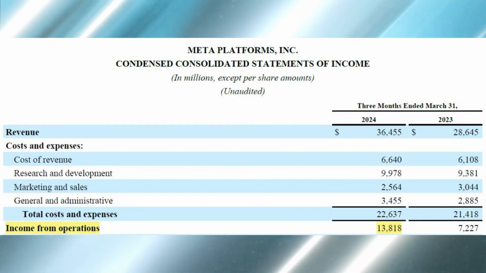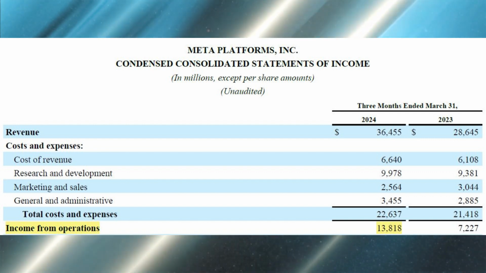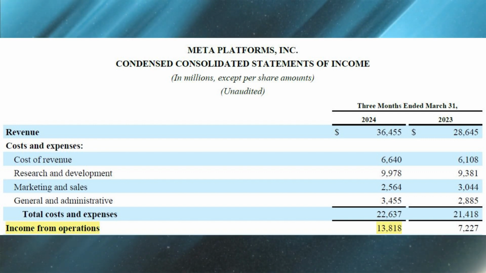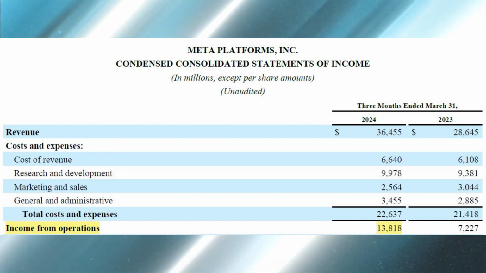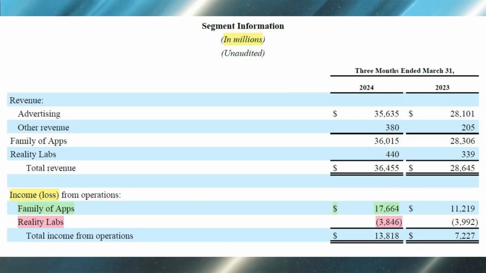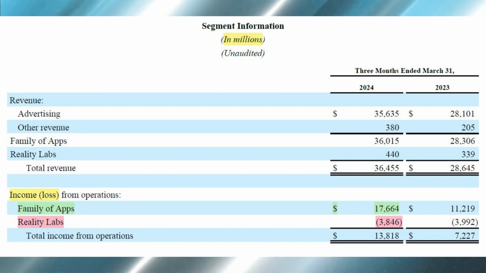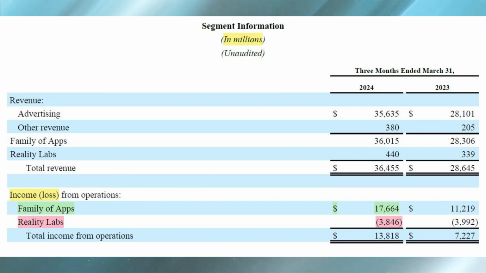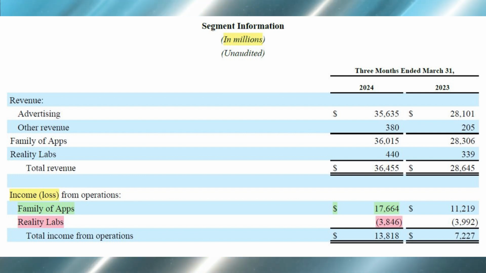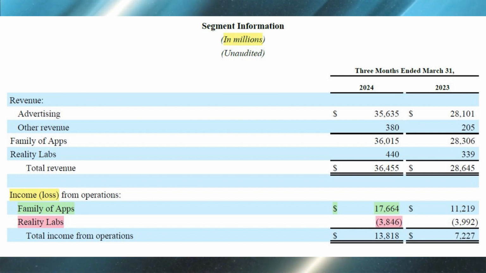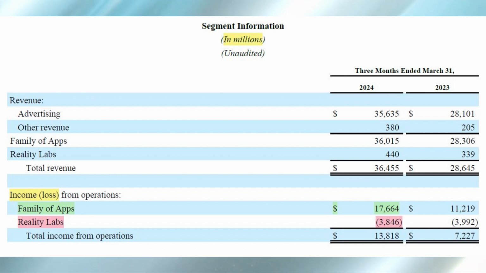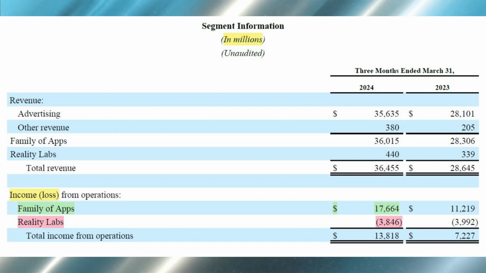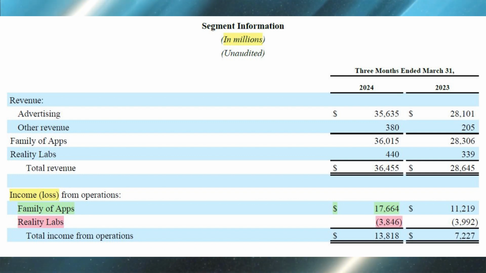So Meta is profitable, but do both Meta's divisions, Family of Apps and Reality Labs, equally contribute to this profitability? Here we find the profit split by division, and we notice that while the Family of Apps is generating profit, the Reality Labs is currently losing money and negatively affecting the total profit of Meta. In Meta's annual report, we find an explanation to this difference in performance between the two divisions.